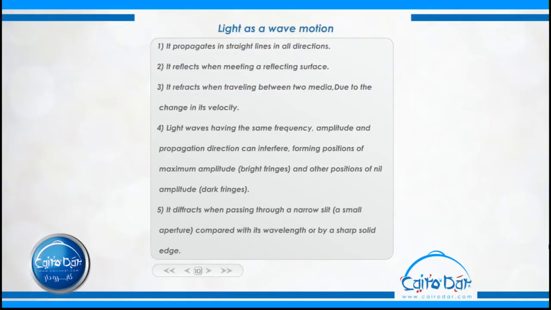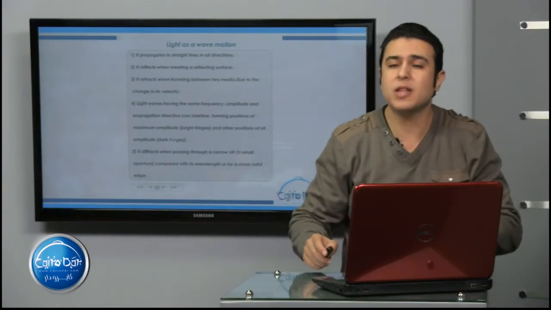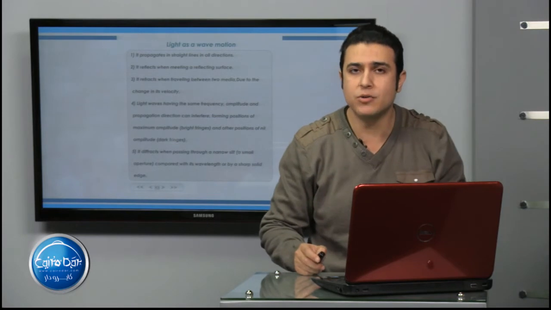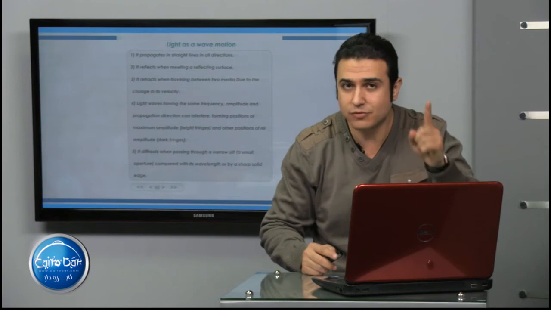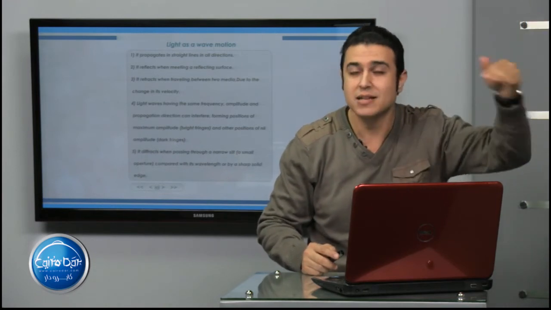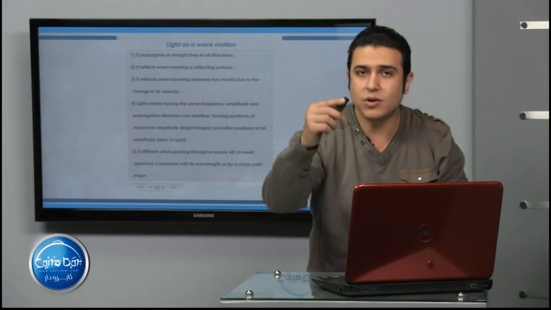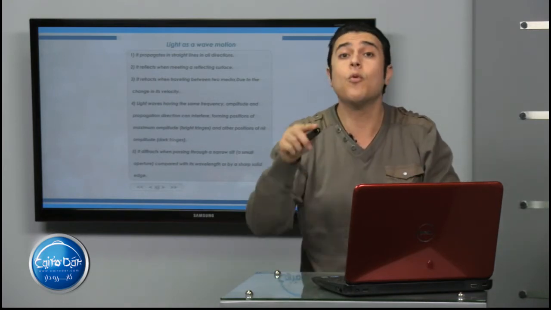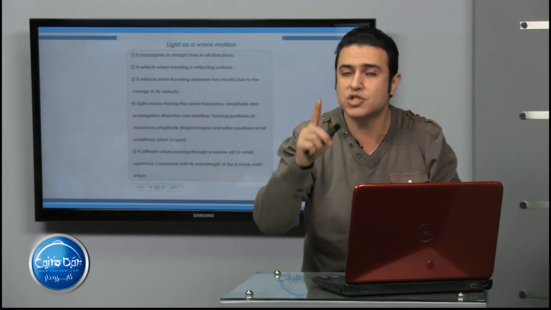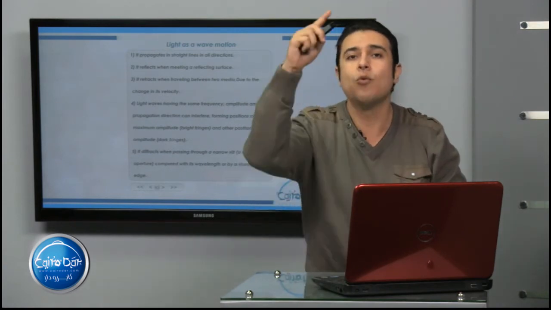Also, light refracts when traveling between two media due to the change in the velocity. Don't forget, sine phi divided by sine theta equals v1 over v2 equals lambda 1 over lambda 2 equals n2 over n1 equals 1n2, the relative refractive index from the first medium to the second medium, equals 1 over 2n1. Please don't forget it. It's a very important equation.